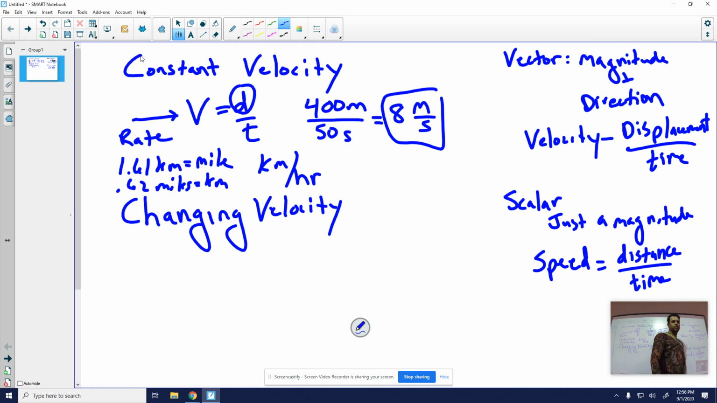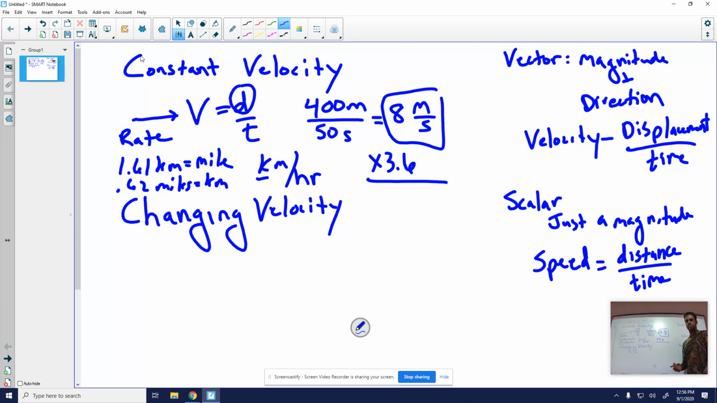If you run track, they say that 1,600 meters is a mile. That's technically a little short of a mile, but that's what they call a mile. So you could use 1,600 meters, or 1.6 kilometers, for a mile. Remember that there are 1,000 meters in a kilometer. So if I wanted to convert this 8 meters per second to kilometers per hour, I multiply by 3.6.